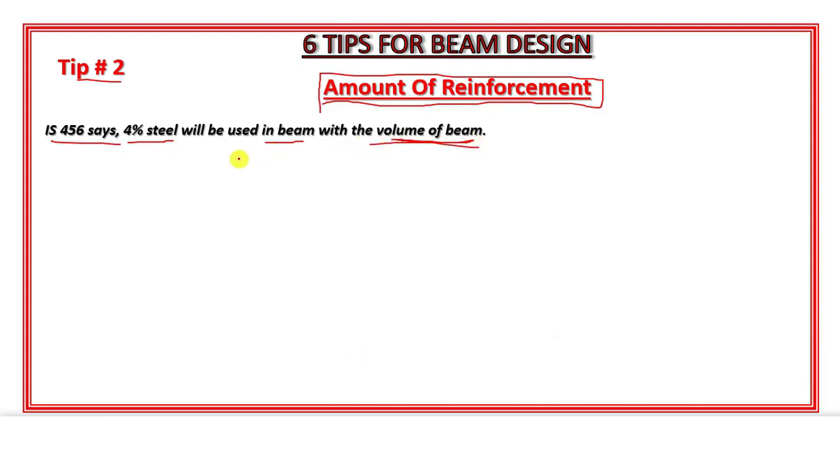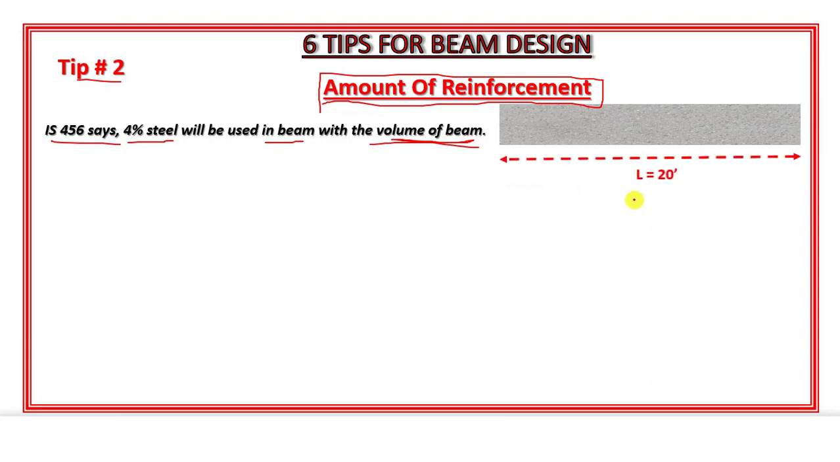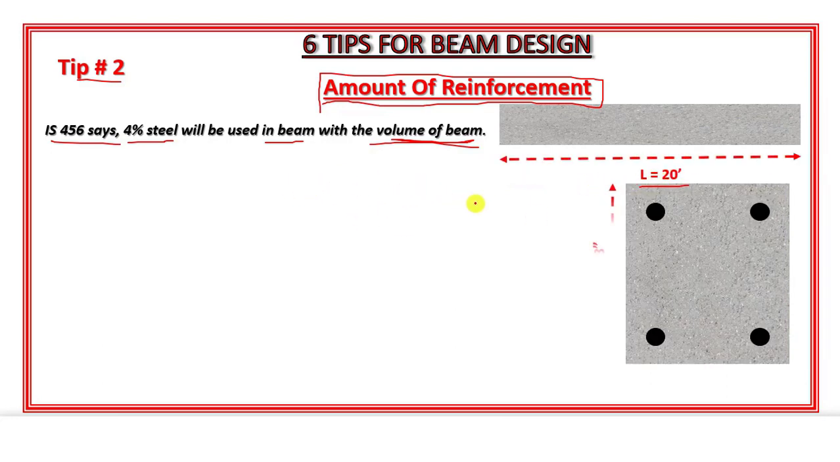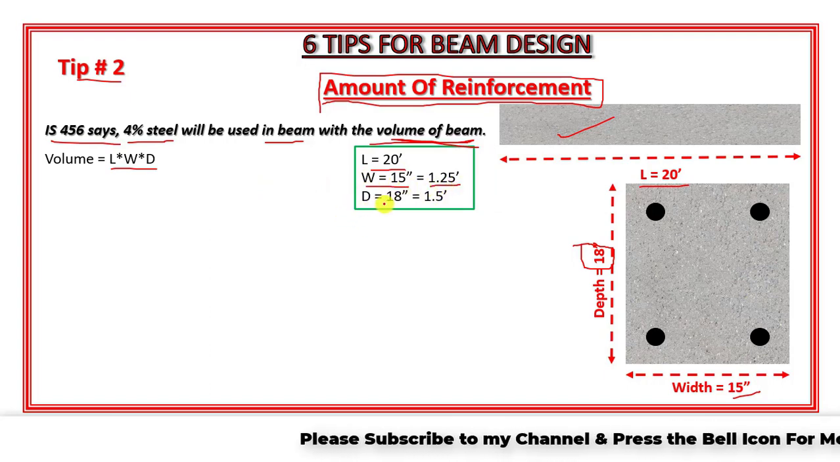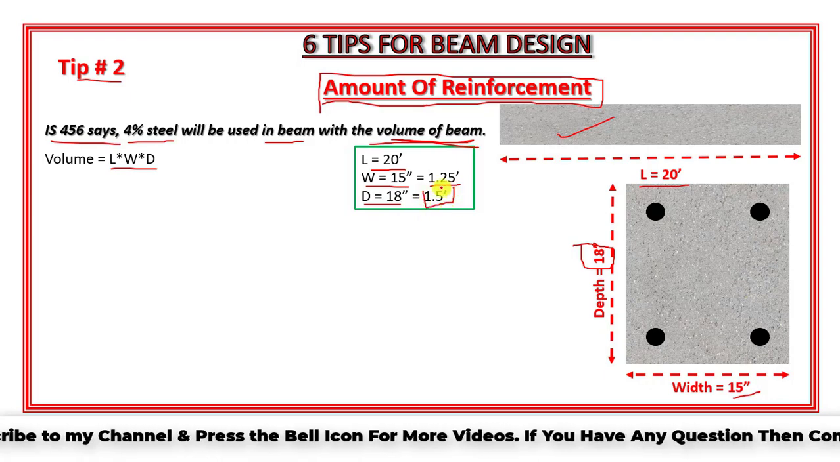Now let's take an example and see whether this tip number 2 actually works out or not. Let's say I have a beam and its length is 20 feet, the depth of the beam is 18 inches and the width is 15 inches, okay? In order to find out the amount of reinforcement used in this beam, first I need to find out the volume of this beam, right? So the volume is equal to length into width into depth. Here length is 20 feet, width is 15 inches, which is equal to 1.25 feet, and depth is 18 inches, which is equal to 1.5 feet, right?